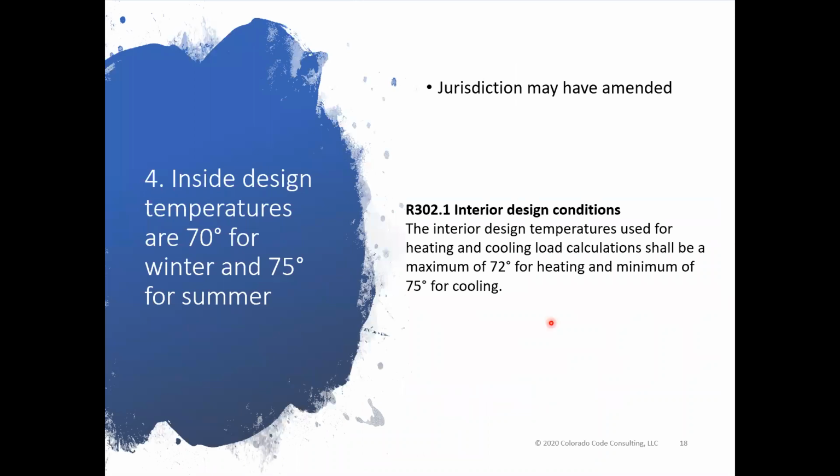Yeah, we can do that. And here's what the code says, right? It actually gives us a minimum and a maximum. We can do a maximum of 72 degrees for heating. I just recommended, and actually require, that we do 70. They could do 72 per code, and a minimum of 75 for cooling, so that matches. What you don't want to see is that we're going to design for 65-degree cooling inside.